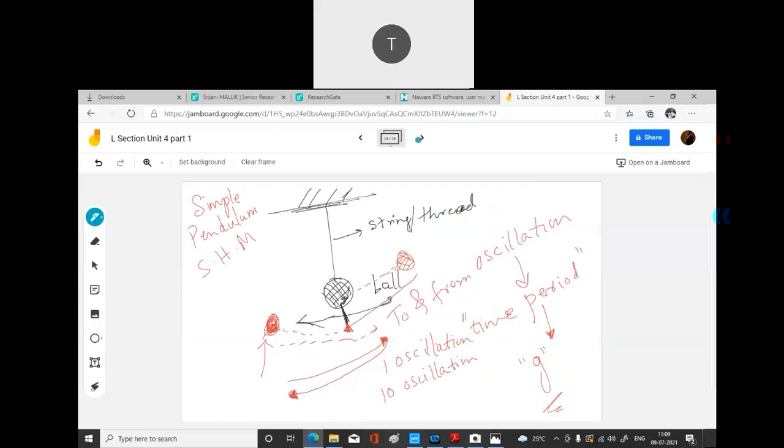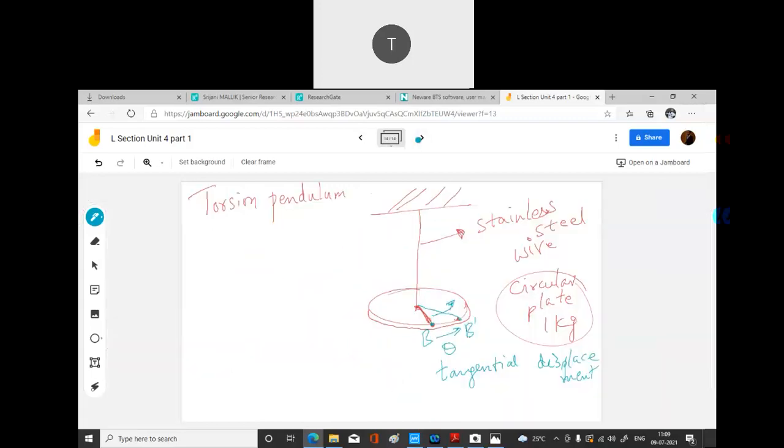Okay, so in the previous case, in case of your simple pendulum, it is your linear displacement. So this is almost like a linear displacement. Okay, and then it used to just go to and fro from here to there. But in the case of your torsion pendulum, you are giving some angle, you are giving a twisting. Then what happens? In principle, once you twist this B to B dash, then what happens?